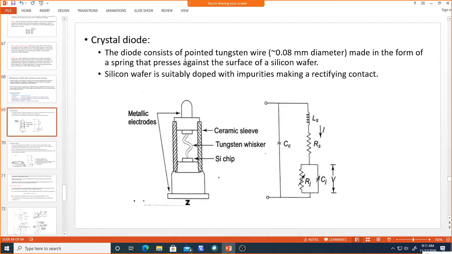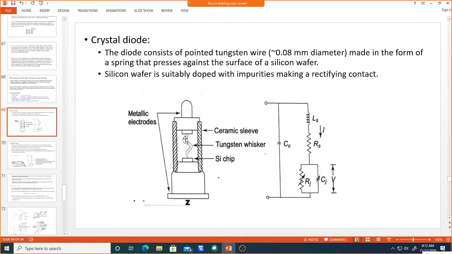Okay, so coming to the crystal diode, you can see it has a simple tungsten whisker, which is contacted to this silicon chip. Due to this there is a junction here. Because of the junction, it will have junction capacitance and junction resistance. These are the metallic electrodes, and this diode is used only for detection purposes.